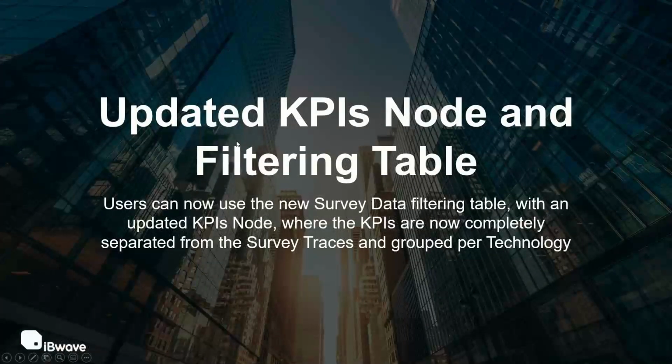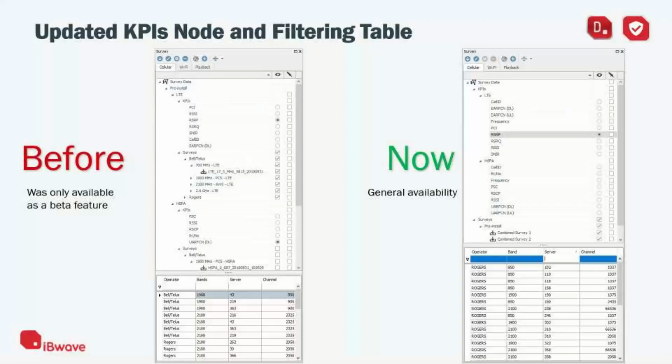The other thing we did was updating the KPI node. So now when you have the filtering table for the survey, you can have the KPI separated from the survey trace. So before, what we did was group them by technology. You would see the technology, then the list of KPIs, then the list of survey for that particular technology, and then another technology, list of KPIs, and then the list of survey for that technology. And we enabled the data filtering, so you could filter the survey data.